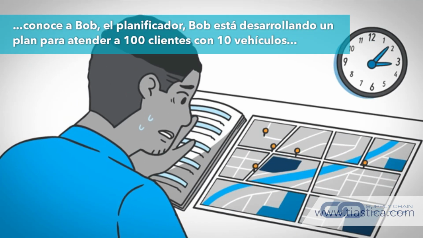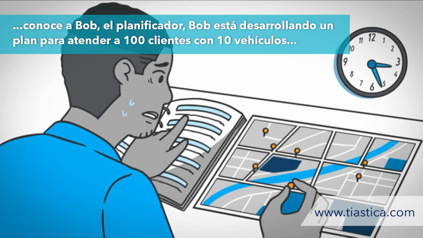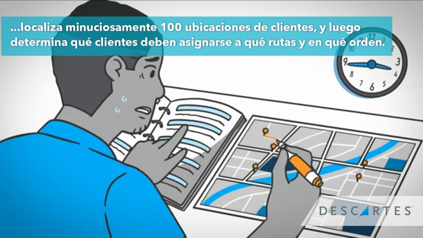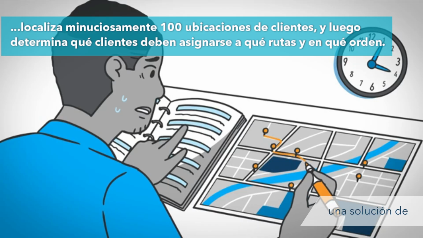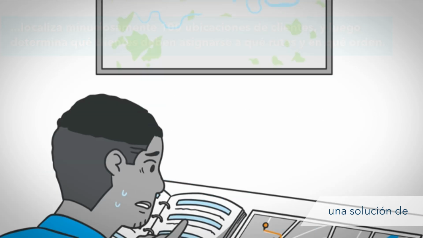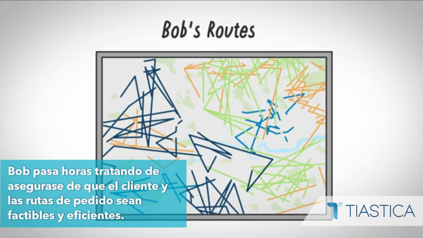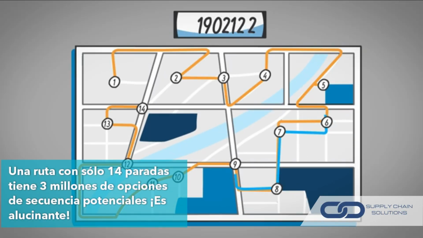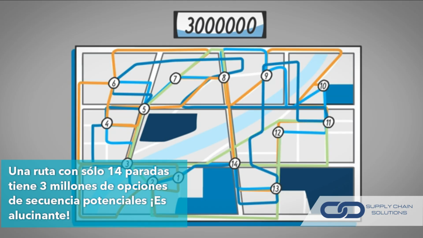Meet Bob, the planner. Bob's developing a plan to serve 100 customers with 10 vehicles. He painstakingly locates 100 customer locations and then determines which customers should be assigned to what routes and in what order. Bob spends hours trying to make sure that customer order routes are feasible and efficient. A route with just 14 stops has 3 million potential sequence options.